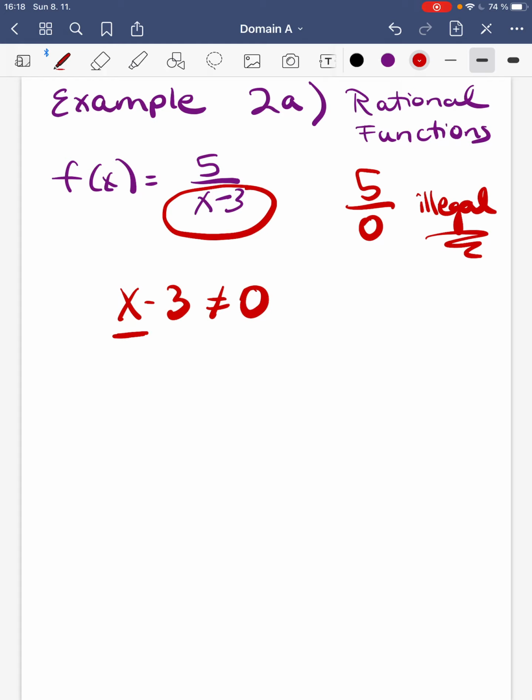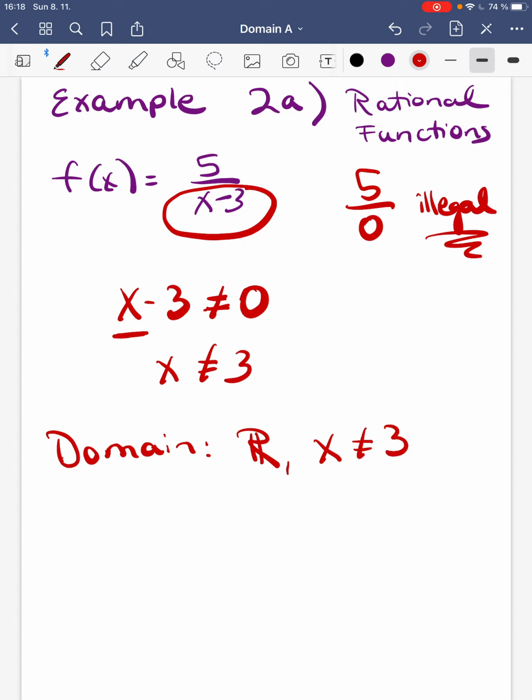And this is a pretty simple procedure. All you do is you treat this as if it's an equal sign, add 3 to both sides. So x cannot be equal to 3. And then when we write our domain, really the easiest way to do it is to use all real numbers except x cannot be equal to 3.